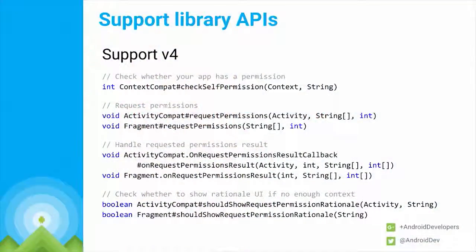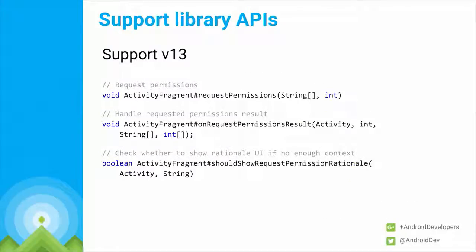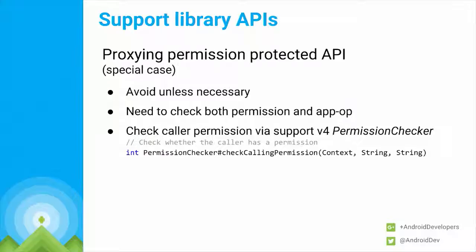So we have support library API. I will not go into details, but the message here is that for all the APIs that you saw in the SDK, there are corresponding APIs in the support v4 library, so you can use permissions from the support library. We also have APIs in the support library v13 if you don't want to go back to v4.